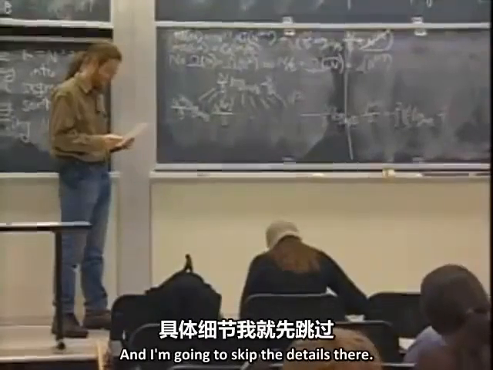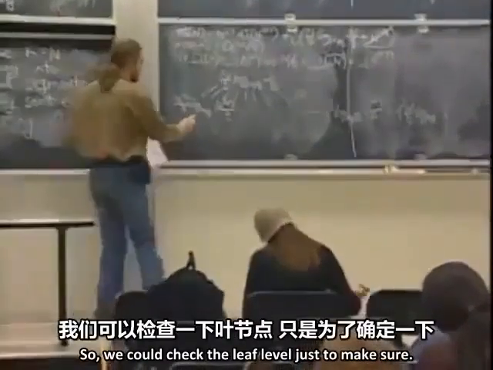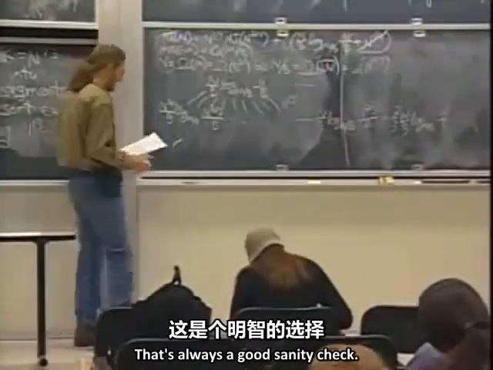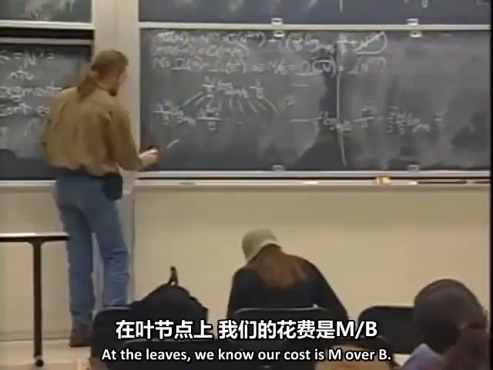I'm going to skip the details there. We can check the leaf level just to make sure. That's always a good sanity check. At the leaves, we know our cost is m over b.